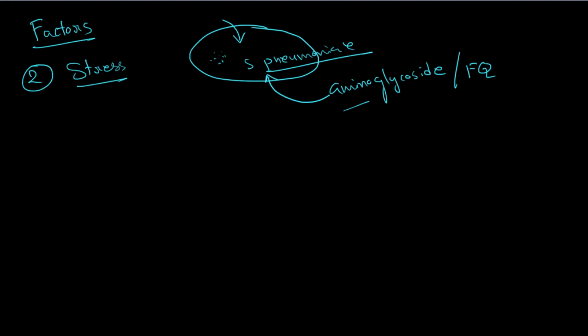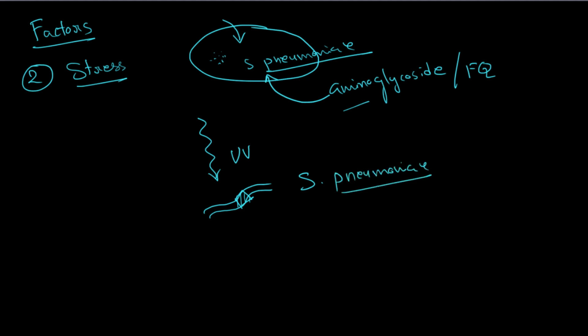Another example is UV radiation. As we know, UV radiation can cause pyrimidine dimer formation. So it can trigger mutation or at least DNA damage in parts of the DNA containing pyrimidine. So this is one form of stress, and UV radiation can trigger transformation or competence in, again, Strep pneumoniae and Legionella pneumophila.